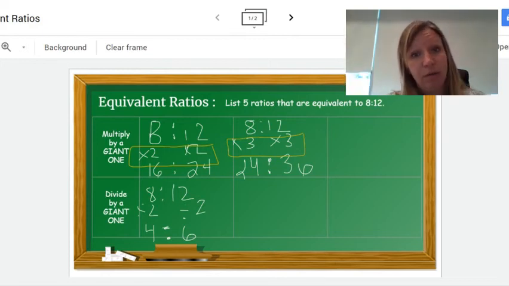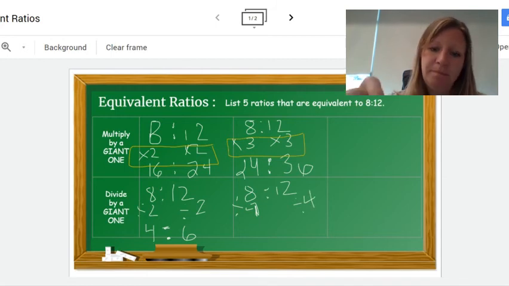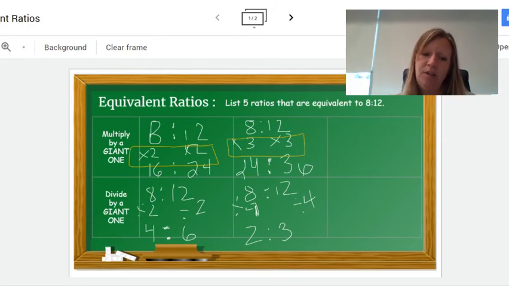Now we also said that 4 goes into both 8 and 12, so I can divide by 4. So I'm going to divide 8 by 4. And I'm going to divide 12 by 4. 8 divided by 4 is 2. And 12 divided by 4 is 3. So another ratio is going to be 2 to 3. 2 to 3 is equivalent.